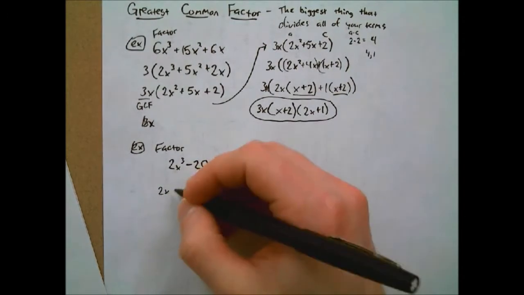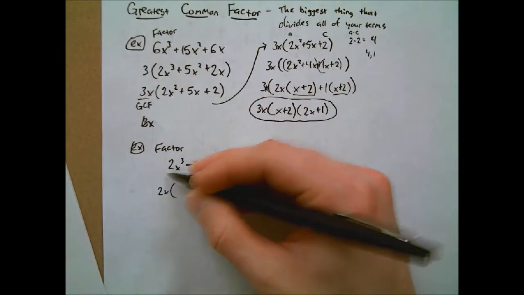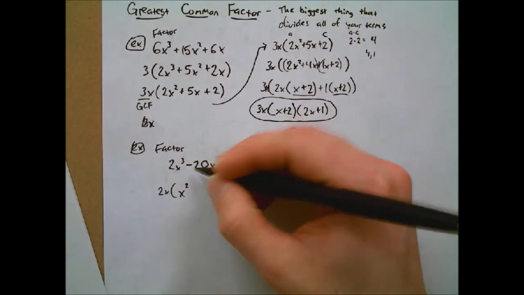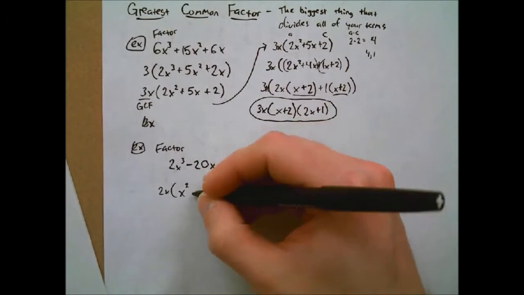We'll take a 2x out. If I take a 2x out of this, what will be left behind? 1x squared, or just x squared? And if I take a 2x out of this, what will be left behind? Just a minus 10, okay?